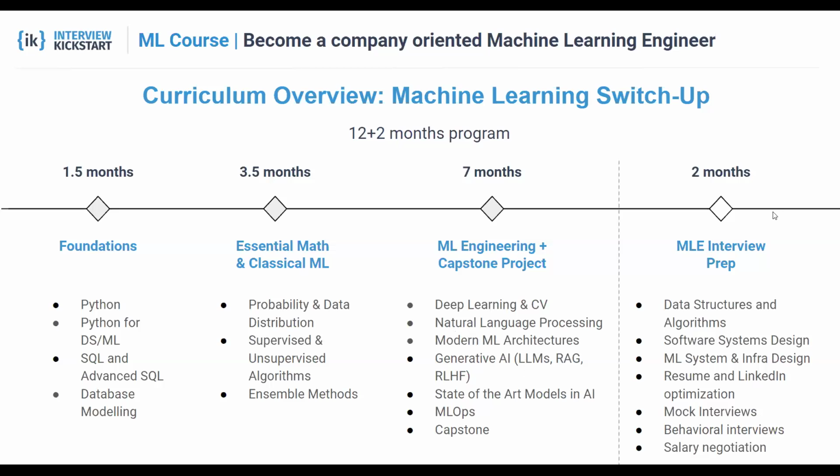And then the final 2 months focus on machine learning interview prep, where you go through some standard data structures, algorithms, software system design, and ML system design, which are traditionally asked in machine learning engineering interviews. You also have some services for soft skills as well, which will help you really optimize your job search. So that's the machine learning switch-up program, to become a company-oriented machine learning engineer.